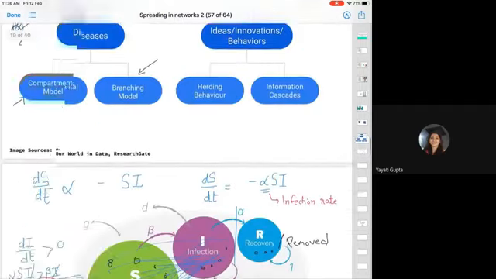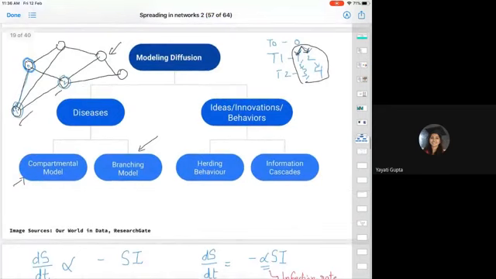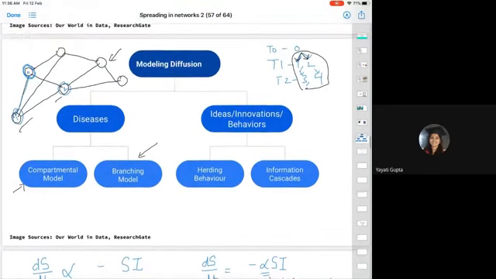Now moving to the spreading of ideas, innovations and behaviors. There are two kinds of models we use. The first one is herding behavior, and the second one is information cascades.